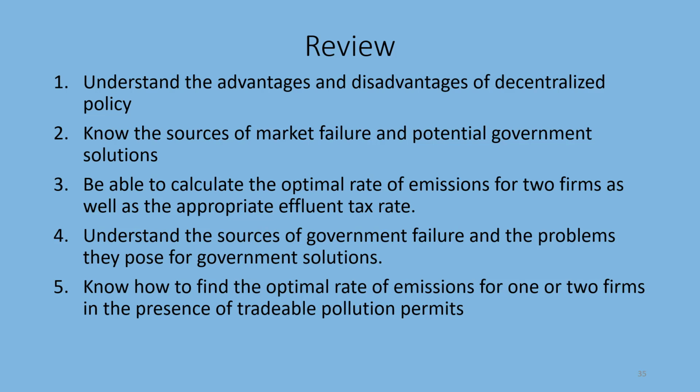And then finally, know how to find the optimal rate of emissions for 1 or 2 firms in the presence of tradable pollution permits, which are those last couple examples that we just talked about. So if you understand that, then you should be good to go for Chapter 6. Chapter 6 is the last real mathematically intense chapter. In the next chapter, we're going to start out with some stuff that's a little graphically intense, but after that, it's just nothing but ideas and theories and smooth sailing from there.